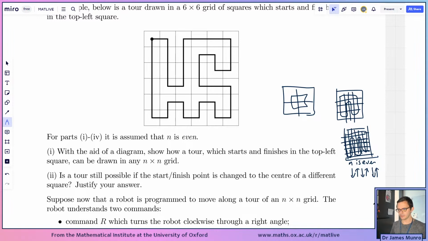Is it still possible if you start at a different square? Yeah, sure. Yes. Follow the previous tour. The previous tour went everywhere, right? But start somewhere else?